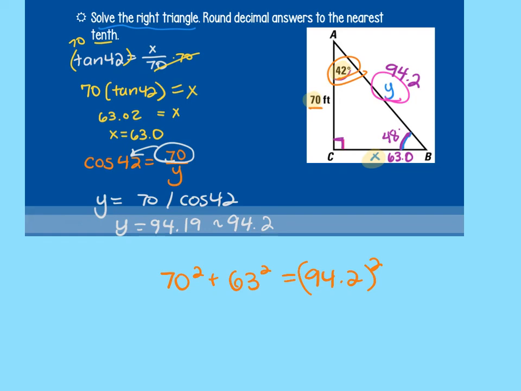So 70 squared plus 63 squared is 8,869. And then 94.2 squared is 8,873.64. So again, they're not going to be exact because we rounded both this side and this side, but it should be a little bit close, so within 4 here.